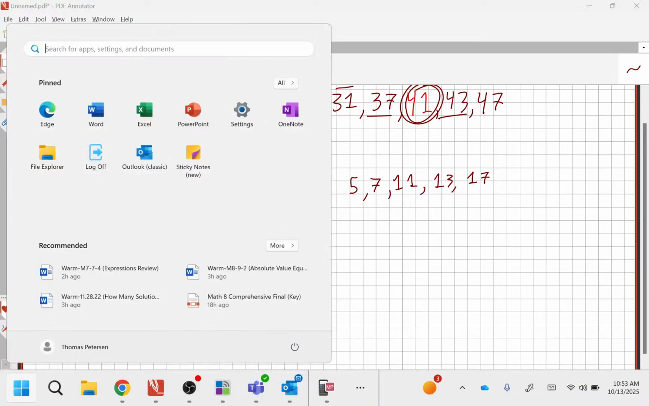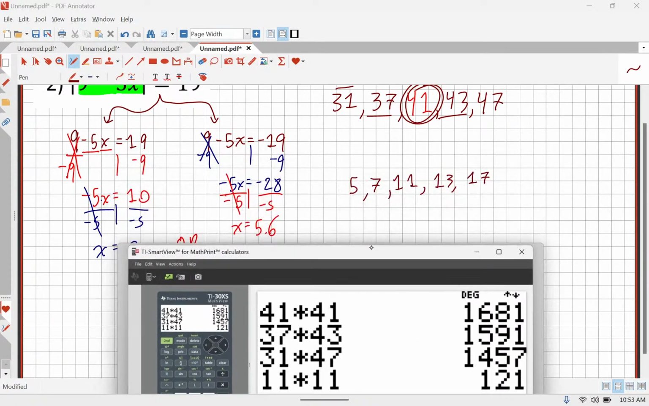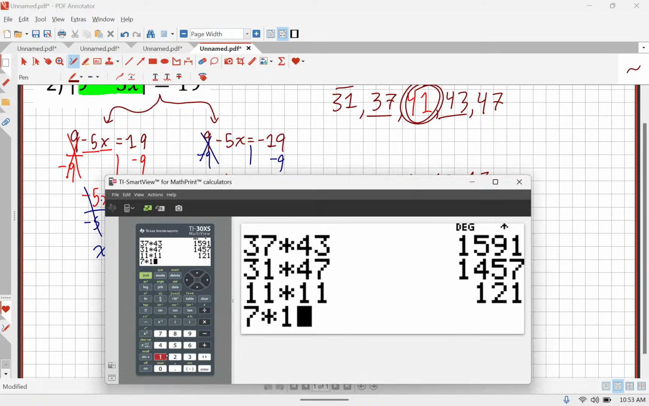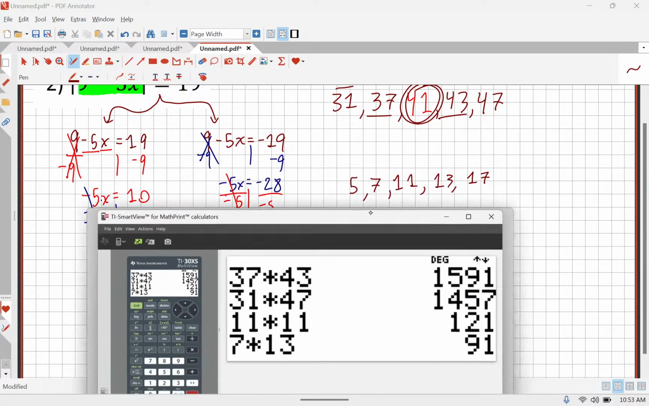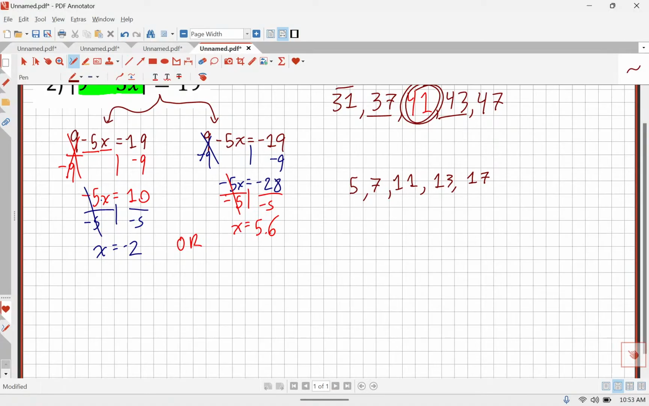So if I do 11 times 11, I get 121. If I do 7 times 13, I get 91. And if I do 5 times 17, 85. Oh, I guess that is one too. Shoot, I can't think of one that... I'll look up one that's not, and maybe that'll be interesting.